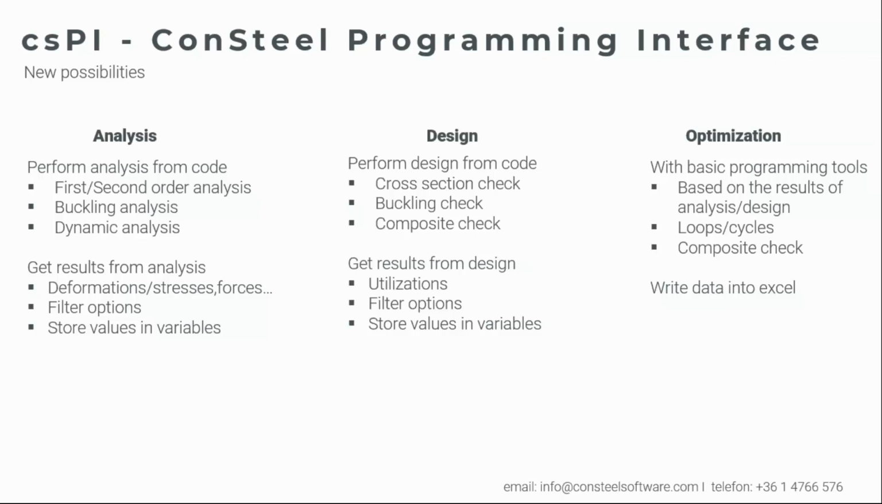Let's speak about these new functions. Basically, with the analysis function, you are able to run first order, second order buckling, and second order analysis. You are able to run buckling analysis with the desired number of buckling shapes, and also you can run dynamic analysis. And then with a separate command, you are able to get results from these runs. This is true also for the design itself, and basically what you can set at the design tab of ConSteel can be controlled via script.